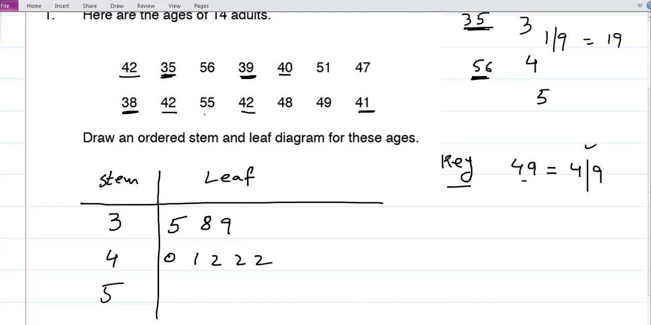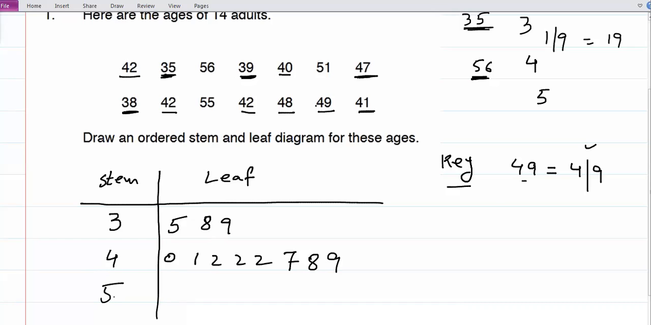After 42, we have 47. The 4 is already written as the stem. Just write the leaf now, 7. Then we have 48, just write 8. Then 49, just write 9. Okay. Now all the numbers with 3 and 4 are written.